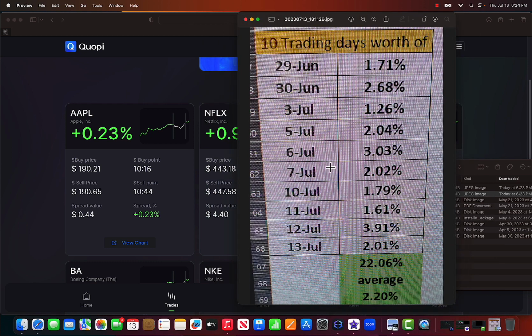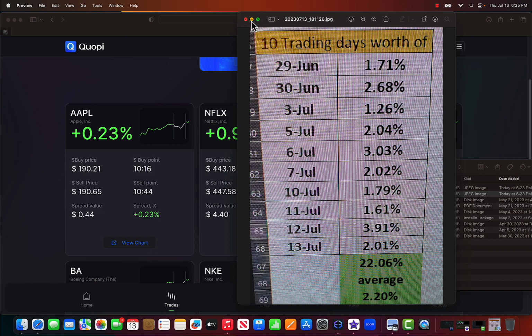Let's go to the 10-day numbers, and that encompasses the 29th of June to the 13th of July. 29th of June achieved a 1.71% return, the 30th of June a 2.68%. 3 July, a modified trading day, 1.26, 5 July a 2.04, 6 July 3.03, 7 July 2.02, and the 10th of July a 1.79, 11th of July 1.61, the 12th of July 3.91, and the 13th of July 2.01, which gives you a total number of 22.06. Over a 10-day trading average, Monday through Friday, Quopi has achieved 2.20.